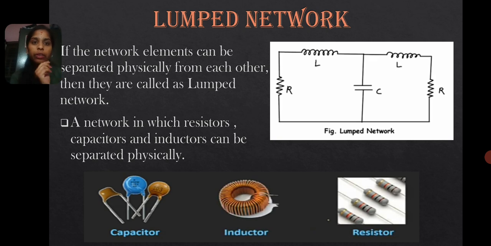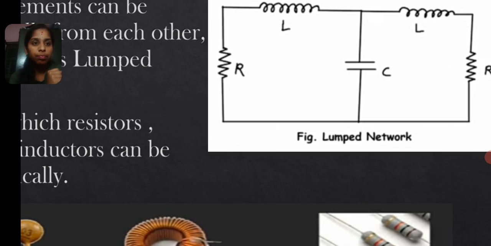Lumped network. If the network elements can be separated physically from each other, then it is called a lumped network. A network in which resistors, capacitors and inductors can be separated physically. This is the circuit of a lumped network: capacitor, inductor, resistor.